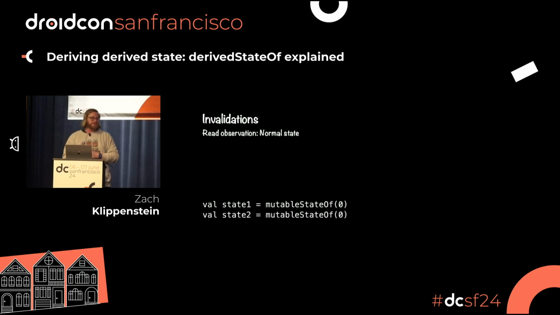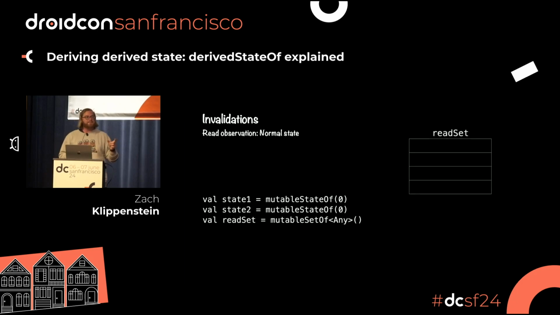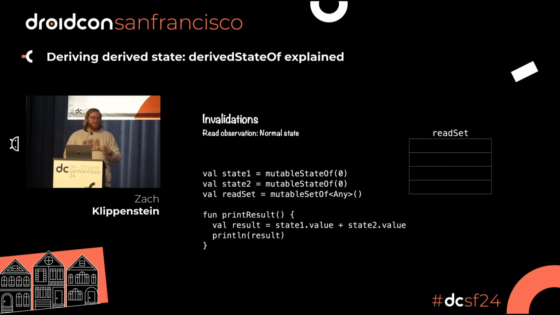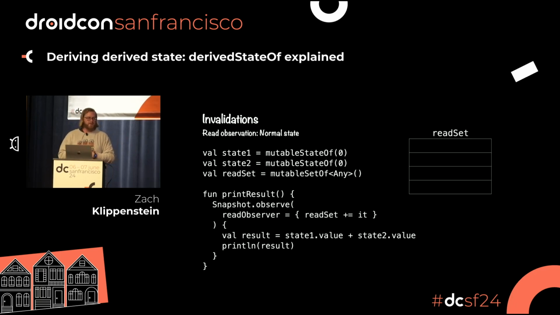So let's look at a little bit of a code example here. We're going to create two states. We're going to create a set that we'll use to track what objects changed. We're going to write a little function that reads a couple of states and prints out a value. We're going to wrap that in snapshot observe. And this is a lower level snapshot API that takes this read observer. And the read observer is just called while the body of that observe is running whenever a state object is read. And the read observer gets passed the state object itself.